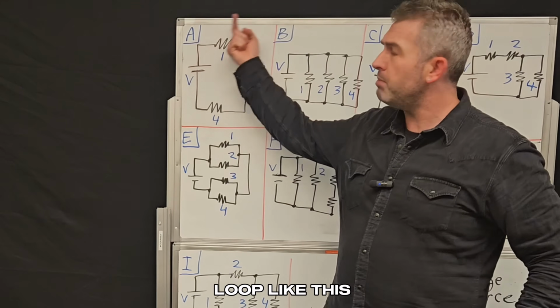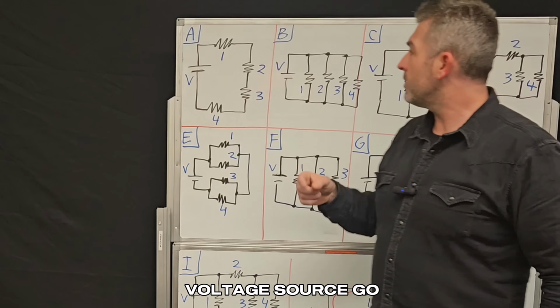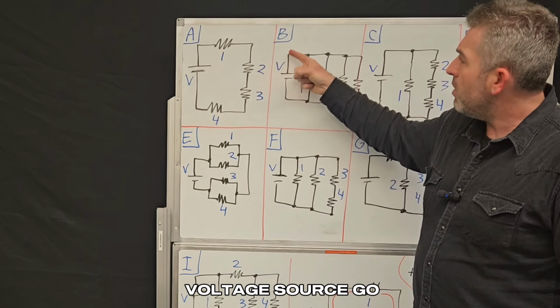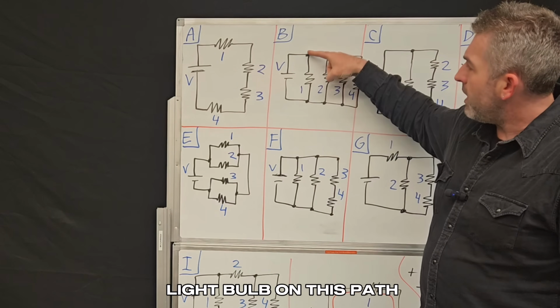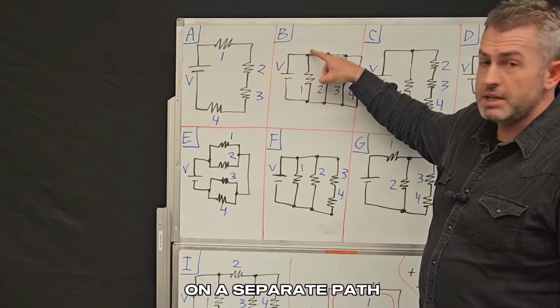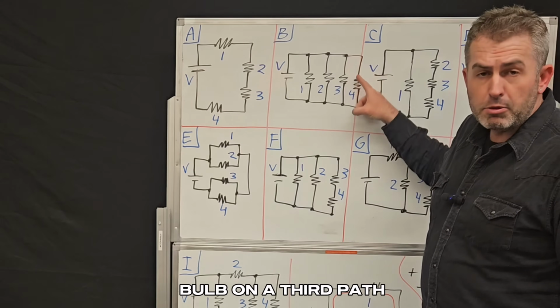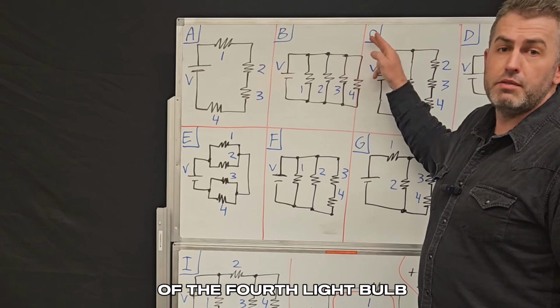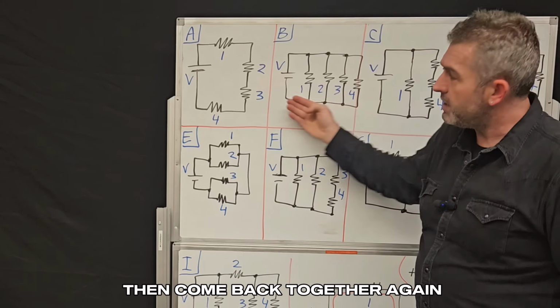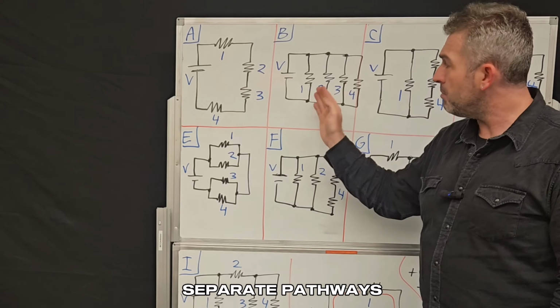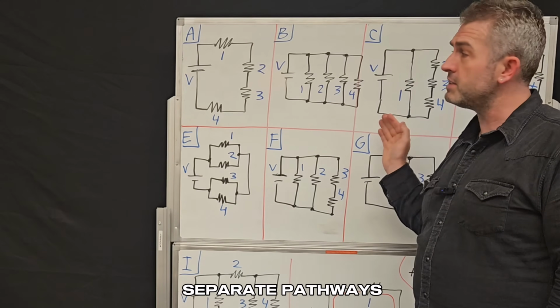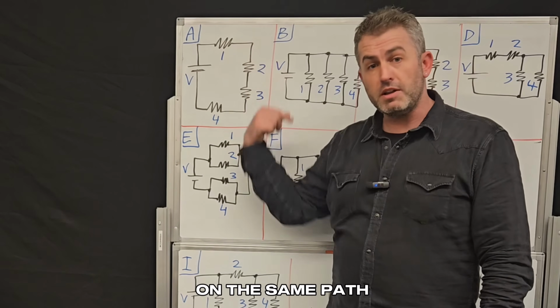So rather than everything being in a single loop like this, you're going to have the voltage source actually start splitting up. So you'll have one light bulb on this path, there's going to be a split, another light bulb on a separate path, another split, a light bulb on a third path, and a final split of the 4th light bulb. All these wires will then come back together again. So we have a light bulb on 4 separate pathways versus 4 light bulbs on the same path.